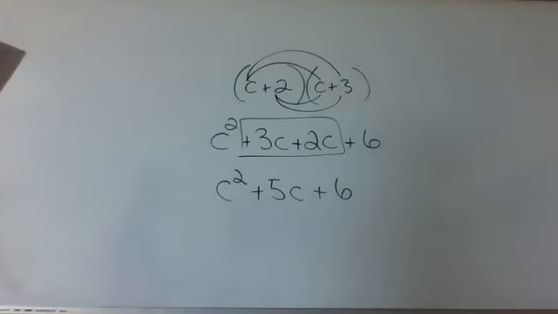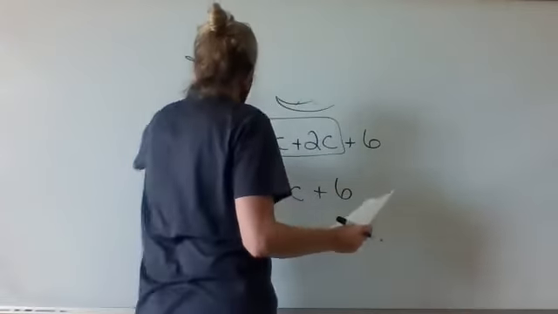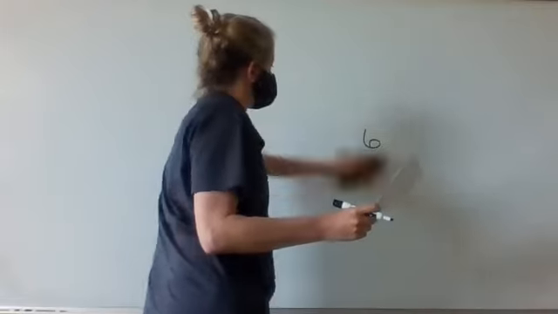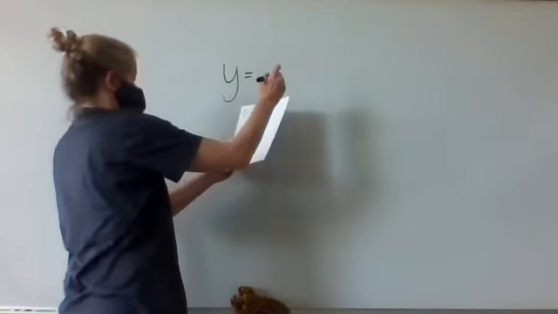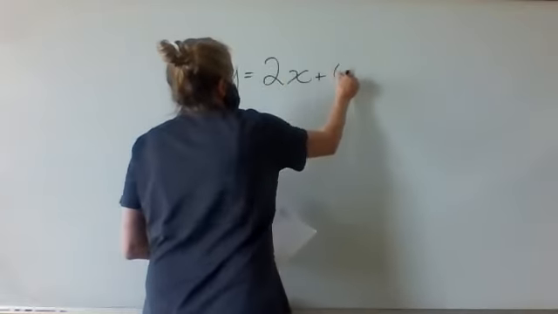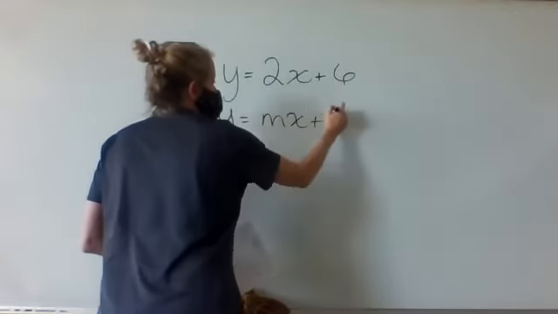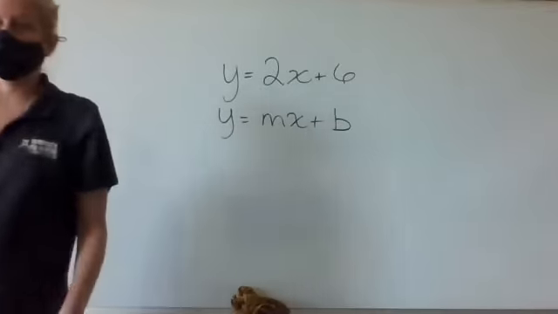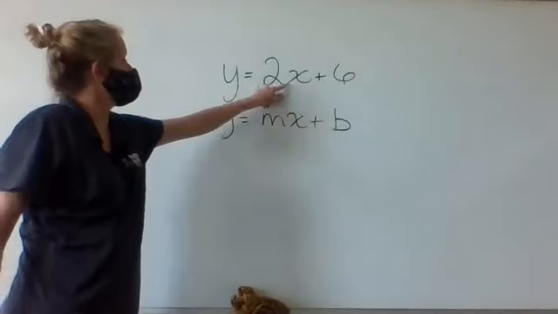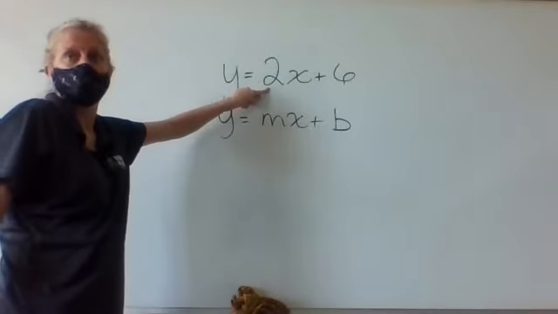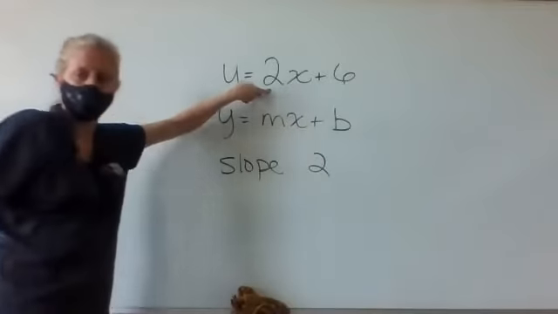Number 4. Find the slope and the y-intercept. You have y equals 2x plus 6. The good thing about this one, it's already in slope-intercept form. If the y is by itself, the number in front of x is your slope. So your slope is 2.